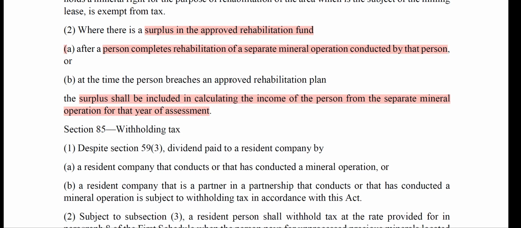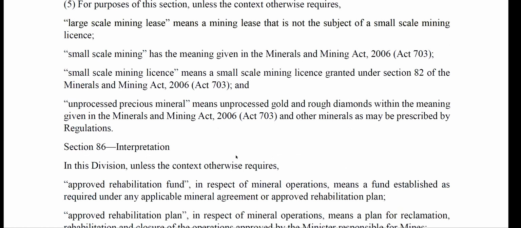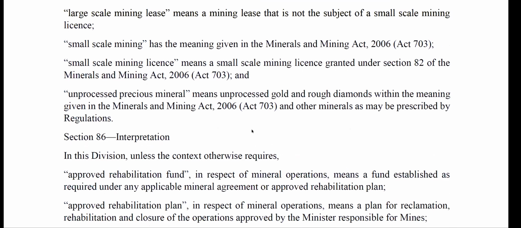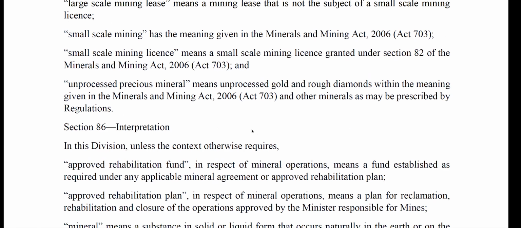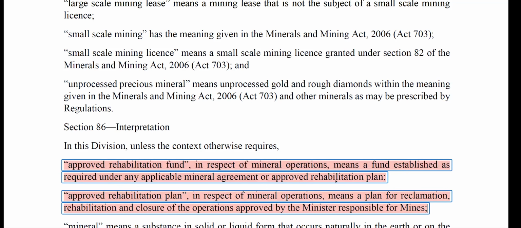Yes, sir. Who didn't get it? So this is for rehabilitation. So what is rehabilitation? The last one, you said any money inside is taxable. I thought it's only the portion that you took out of the fund that is taxable.